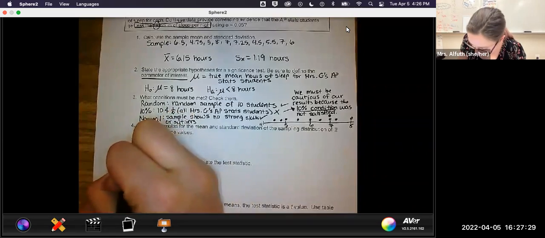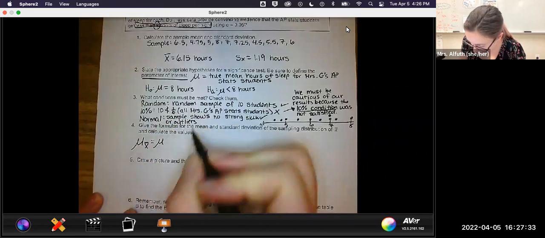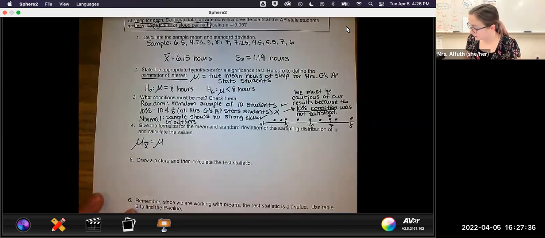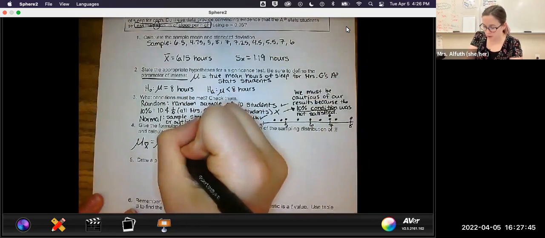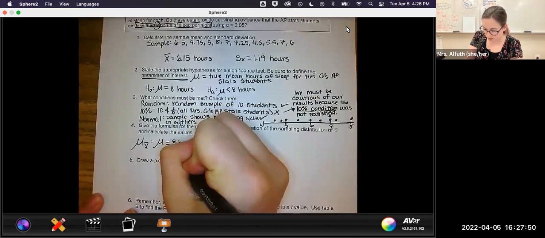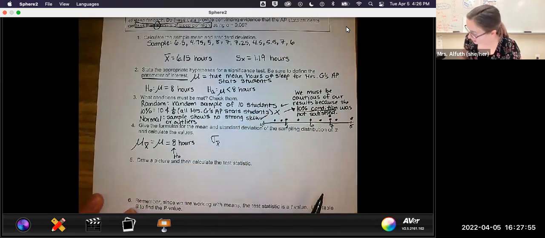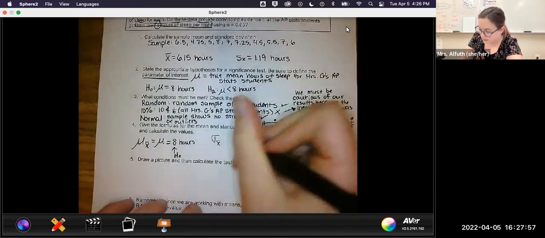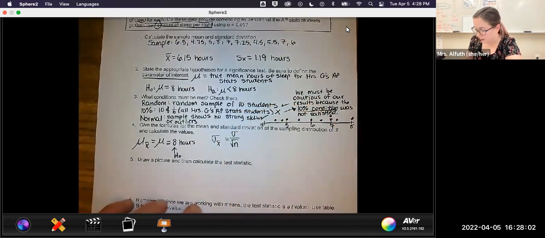So we know that the mean of the sampling distribution of the sample mean is equal to the population mean. And when we're working with the mean, we're going to assume that that is our null hypothesis here. So that we are going to assume is 8 hours. So this is from our null hypothesis. And then the standard deviation of the sampling distribution of the sample means is equal to the population standard deviation divided by the square root of n.